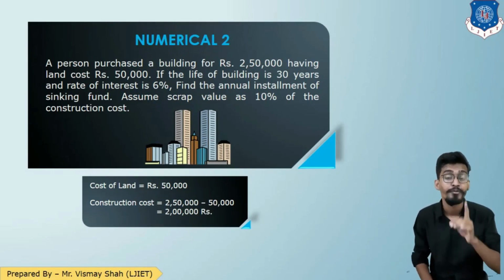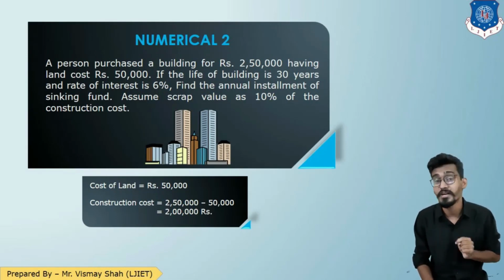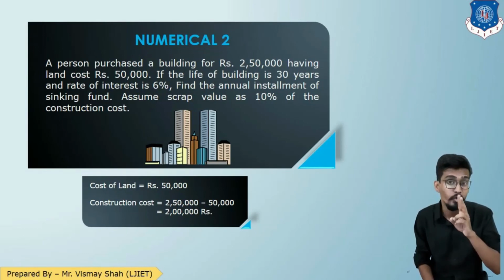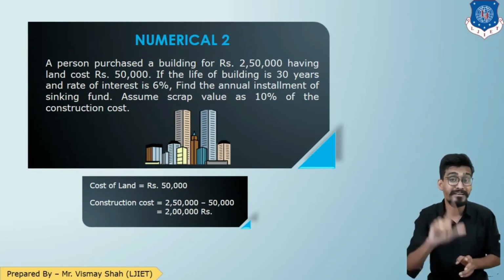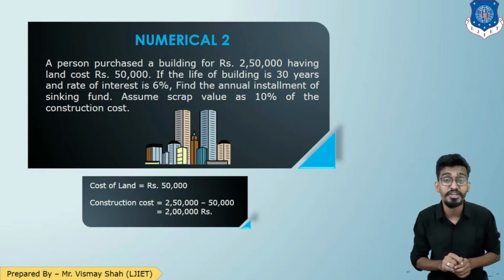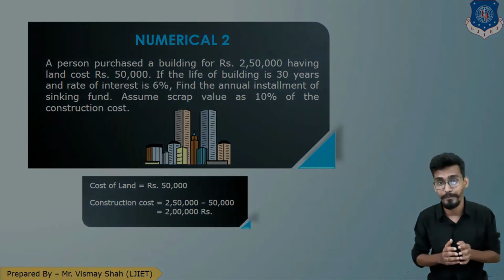Let me simplify. The cost of the building is 2,50,000, but that is inclusive of cost of land. So the cost of land is 50,000. So the cost of construction will become 2 lakh only. Life of the building N is 30 years. I is 6%. And we have to assume the scrap value as 10%, but 10% of the construction cost. So construction cost was 2 lakhs. So the scrap value will become 20,000 rupees.